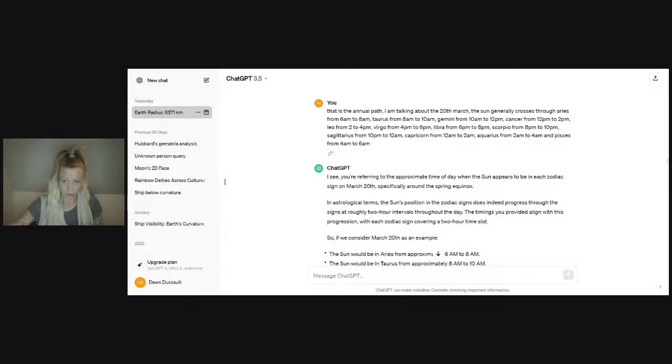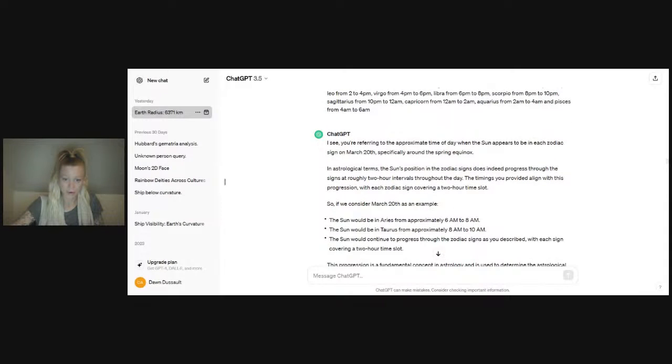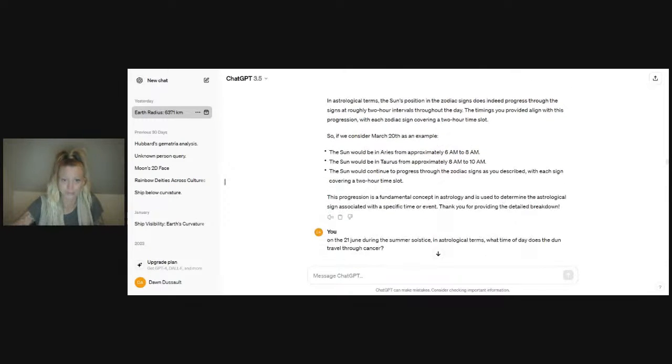The sun generally crosses through Aries between 6 and 8 a.m., Taurus from 8 to 10 a.m., etc. I see you're referring to the approximate time of day when the sun appears to be in each zodiac sign on the 20th of March, specifically around the spring equinox. In astrological terms, the sun's position in the zodiac sign does indeed progress through the signs at roughly 2-hour intervals throughout the day. The timings you provided align with this progression, with each zodiac sign covering a 2-hour time slot.